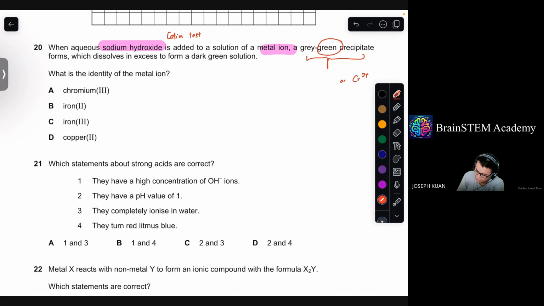So with that said, you should eliminate iron 3 and also copper 2. So it's either A or B. But you see the last part, which is it dissolves in excess to form a dark green solution. That is actually a characteristic of the chromium 3 ion. The answer is A. All right, moving on to question 21.